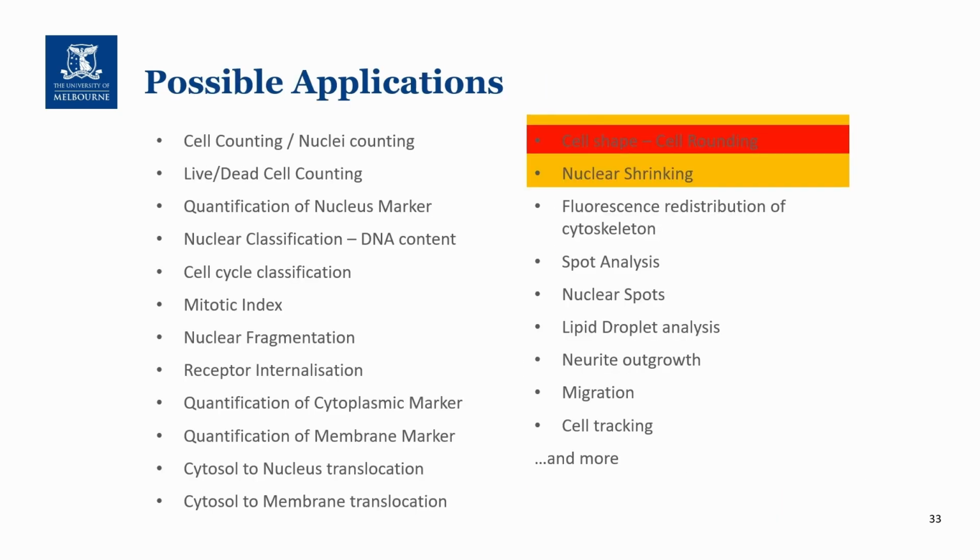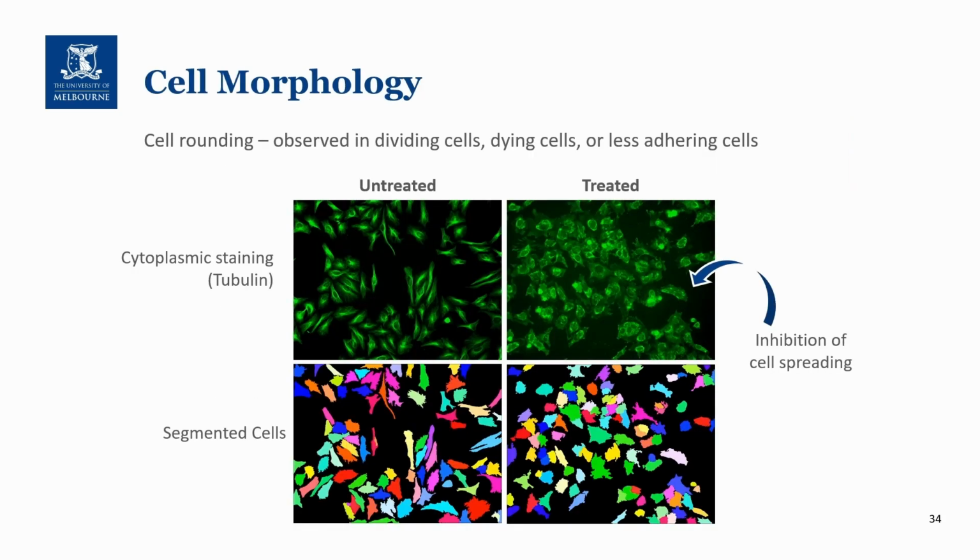Next, we're going to cover an example of a morphological measurement and look at measuring cell shape. Cell rounding occurs in many circumstances, such as when cells are dividing, dying, or fail to adhere to a surface. In this experiment, the cell bodies have been labelled with tubulin GFP, and the treated cells have been inhibited from normal cell spreading, which should give them a different morphology to the untreated cells.